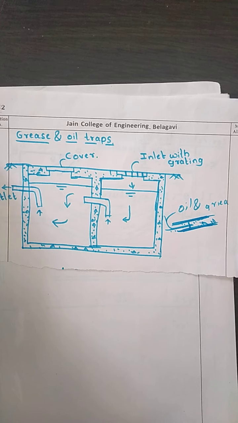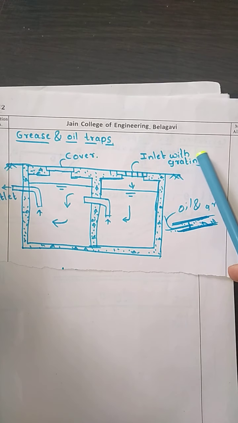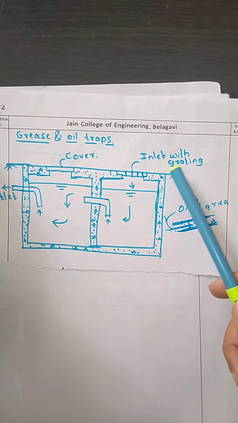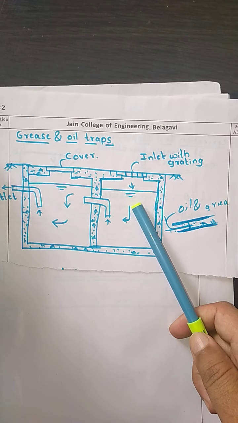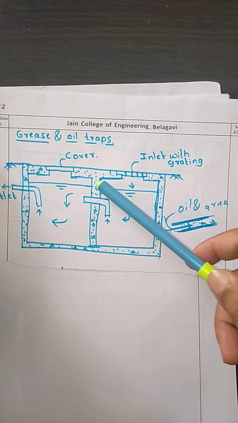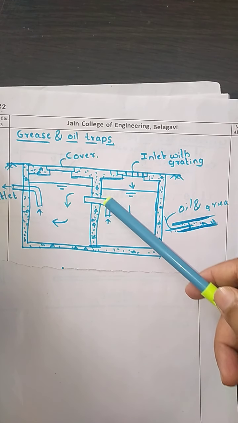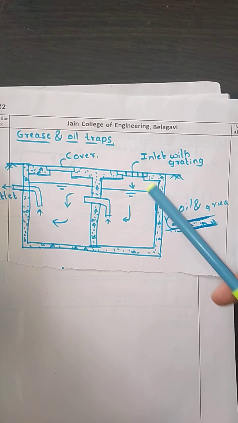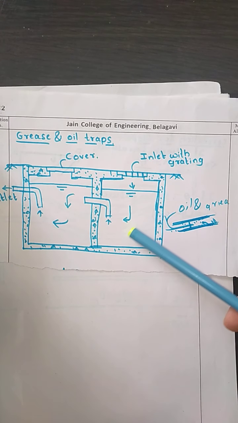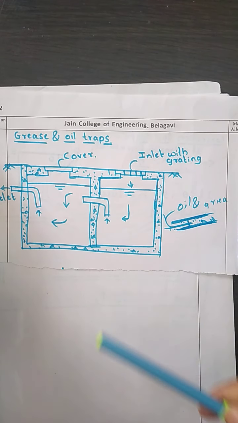Now we will see the working procedure of the oil and grease trap. Here the wastewater from which we need to remove the oil and grease enters. As you know, the specific gravity of oil is less than that of water, so it is going to be present on the top surface, and only the water is going to pass, while the oil and grease remain here. Then the wastewater passes on to the outlet.